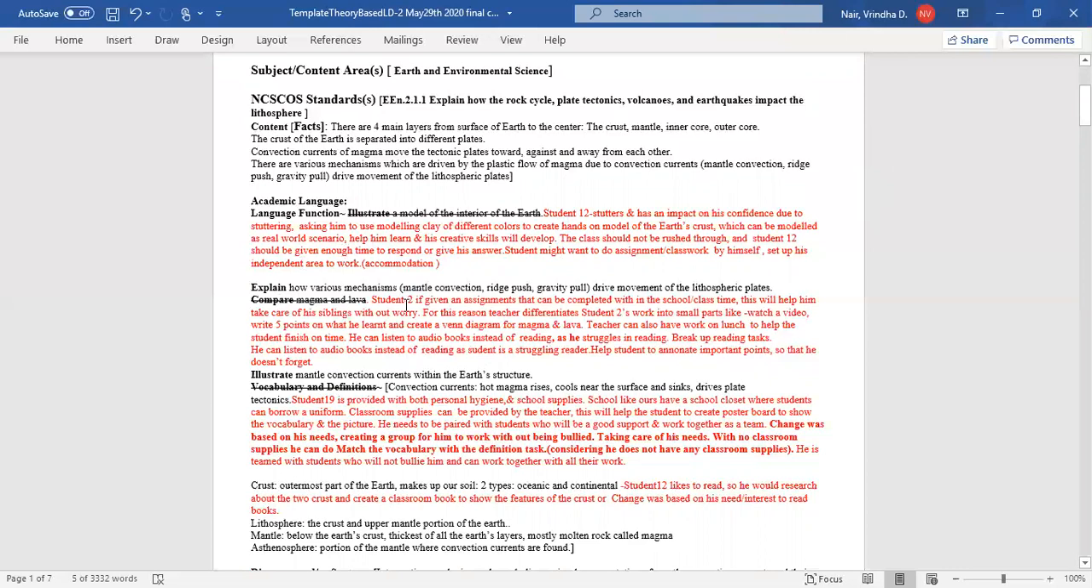Then explain how various mechanisms, mantle convection, ridge push, and gravity pull, drive the movement of the lithospheric plates. All this had to be explained using academic language. So, gathering info, annotating your text to understand the concepts in a more detailed way, grabbing as much awareness as possible, differentiating between two things using Venn diagrams, and explaining the concept in an analytical way.